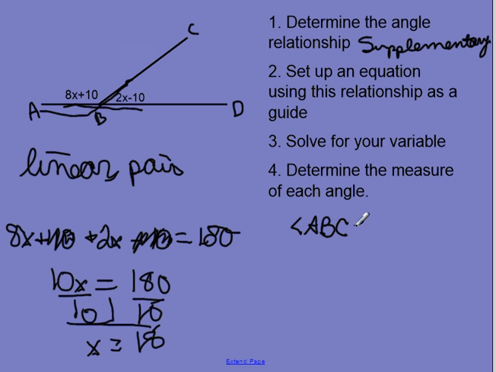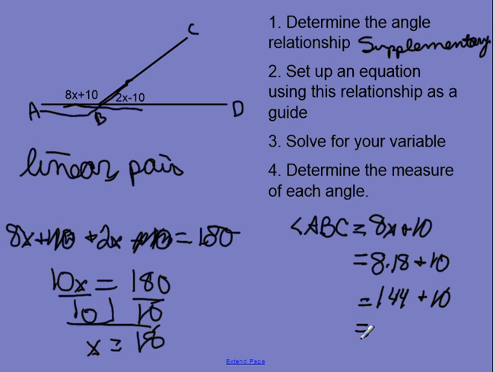You always use capital letters. And we know from our diagram that that equals 8x plus 10. And now I'm going to substitute my value for x into this equation. So it equals 8 times 18 plus 10. 8 times 18 is 80 plus 64 is 144. And then I just have to add 10. And so finally, my answer for the number of degrees in ABC is 154.